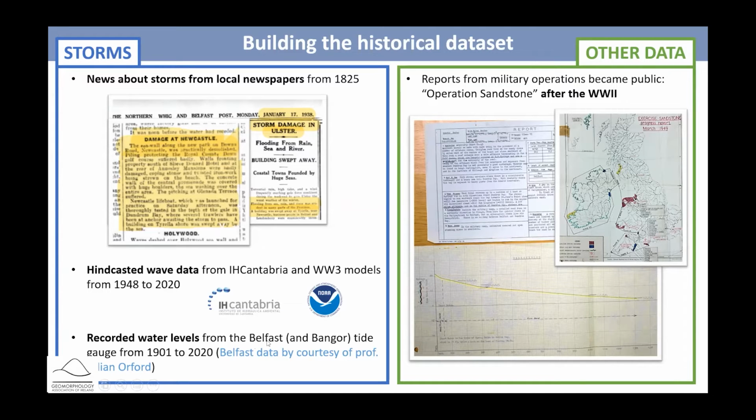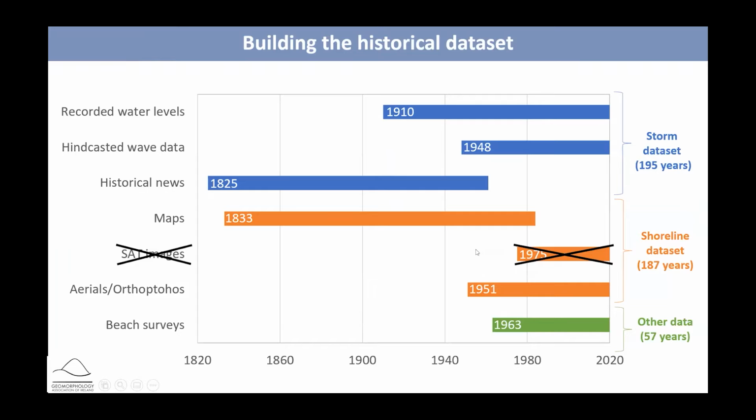The dataset from the Belfast tide gauge was given by courtesy of Prof. Julian Orford. And regarding other datasets, we went to London to the National Archives because we became aware of a military operation that became publicly available, which was Operation Sandstone. So we were able basically to collect some topographic profile from the 60s and also some qualitative description of the beach. So at the end, the storm dataset is covering almost 200 years.